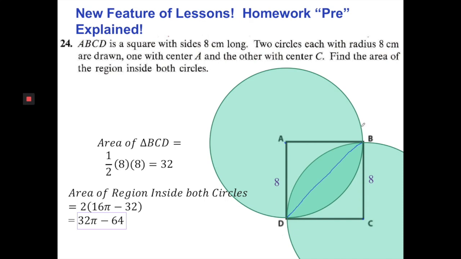It looks like a flower petal. Actually, it's probably what I should have said earlier. This whole thing here kind of looks like a flower petal. And when you see a flower petal like this, you can get the area of a flower petal if you know the areas of the circles that are overlapping to form this flower petal. So what you're finding here is the area of the region inside both circles.